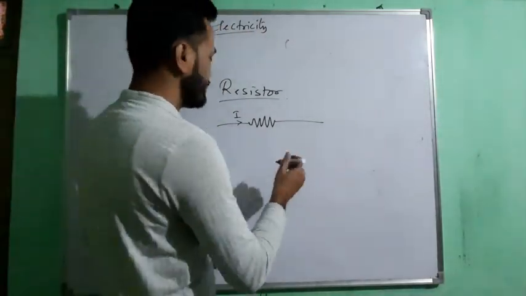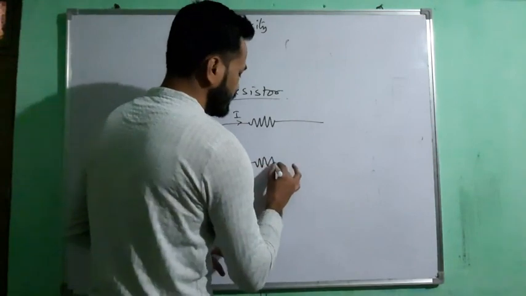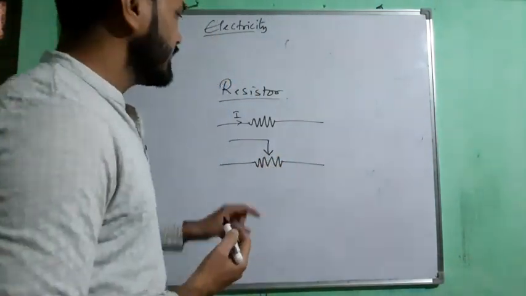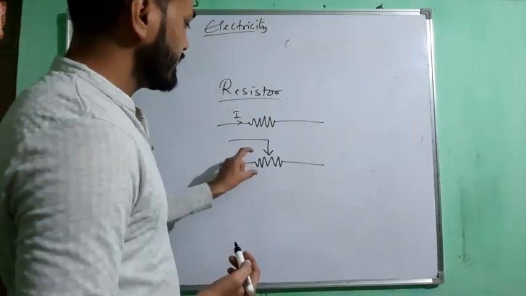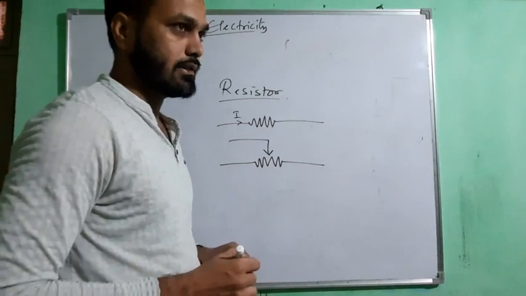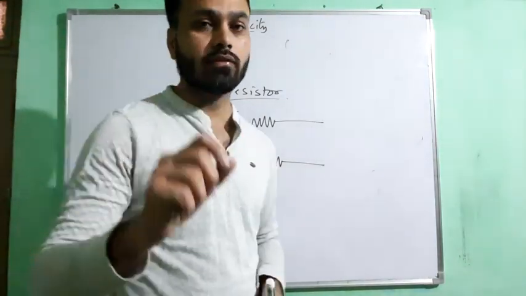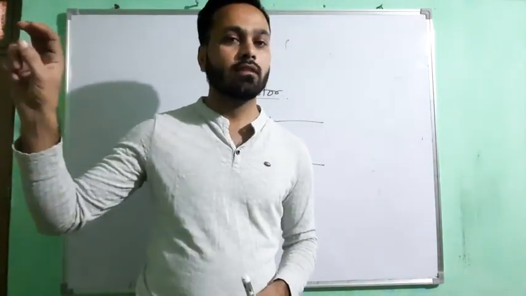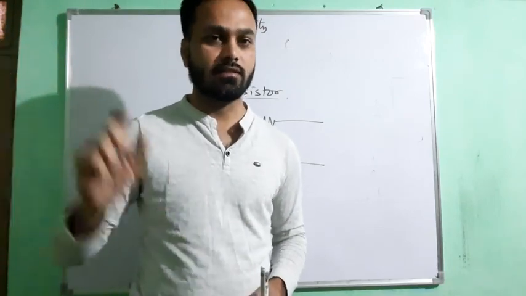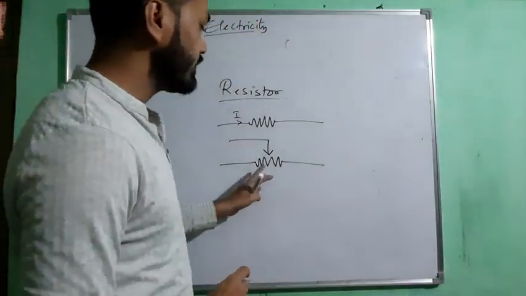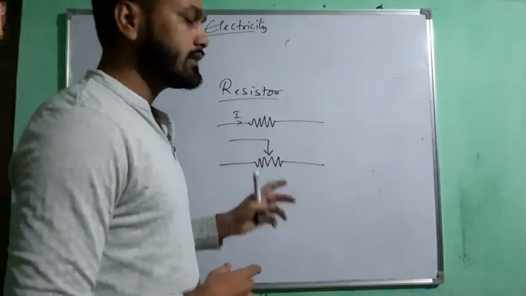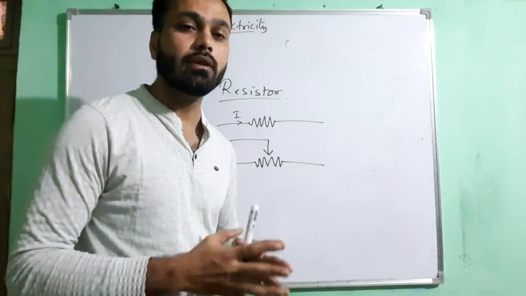And one more device we have here, which has a variable resistance. This is called the variable resistor. A resistor's resistance is fixed, but the resistance of this device will be variable. For example, the regulator of a fan, where you can change the resistance. It has a variable resistance, and it is called the rheostat. This is the resistor whose resistance is fixed.